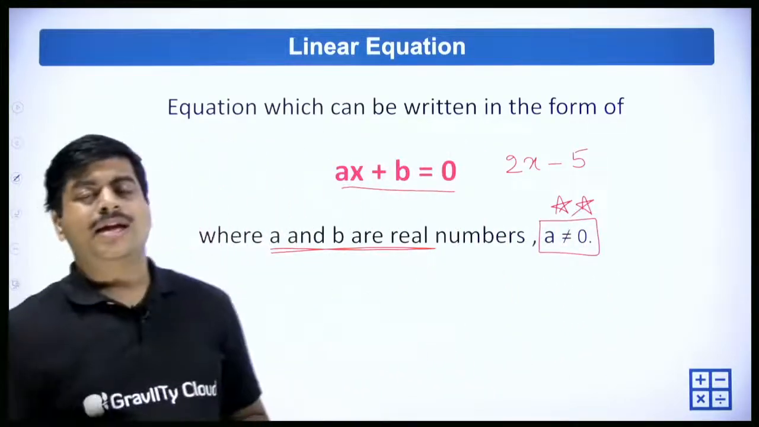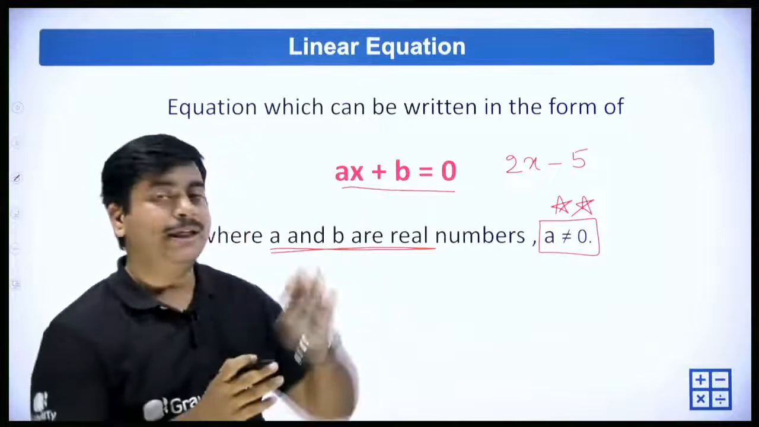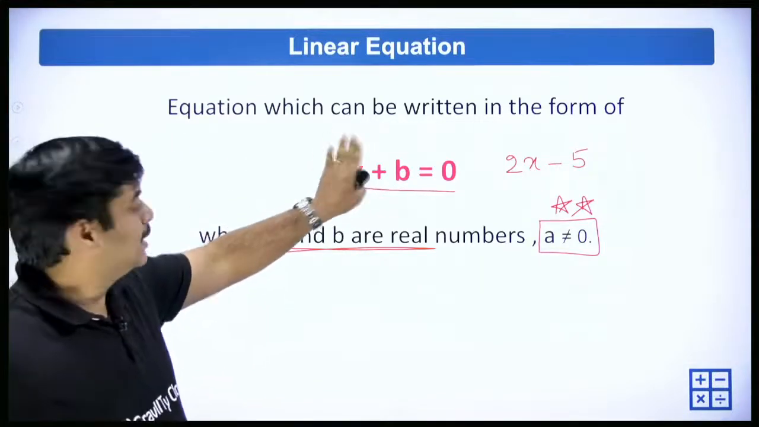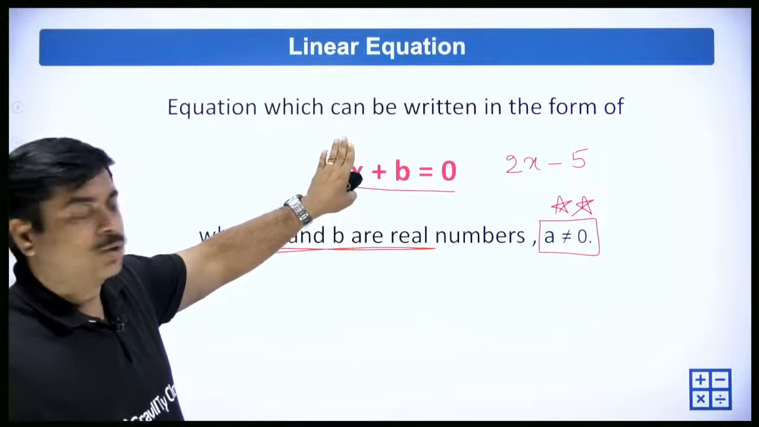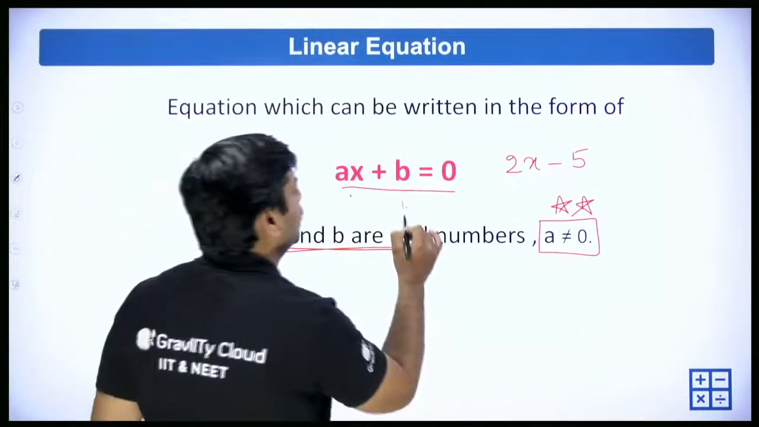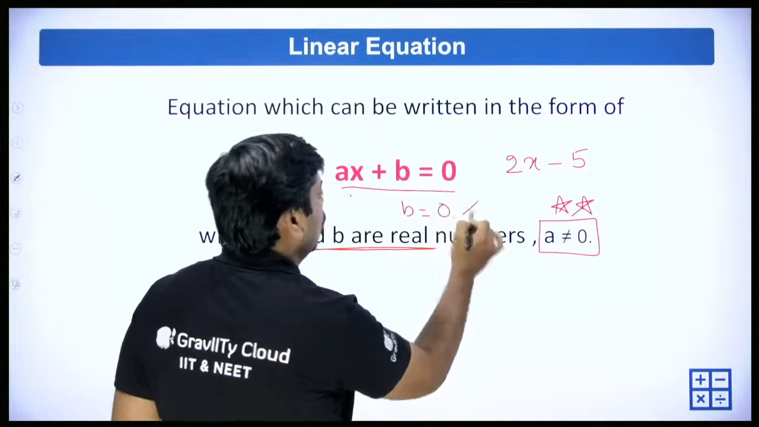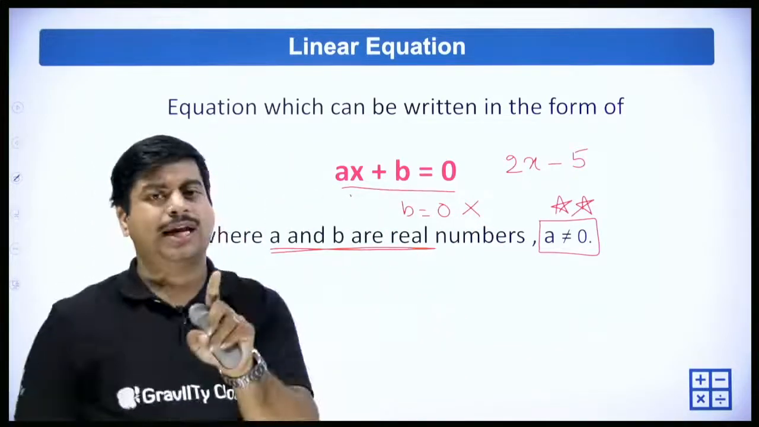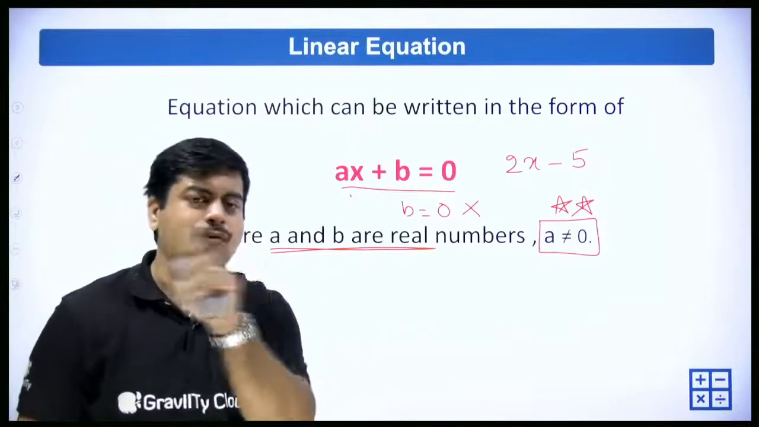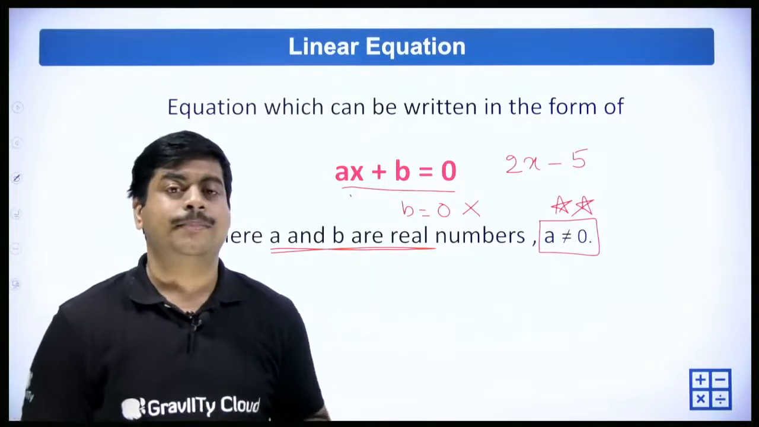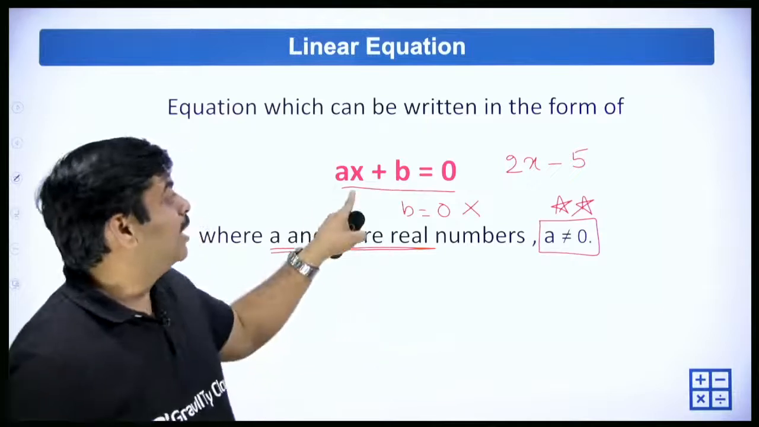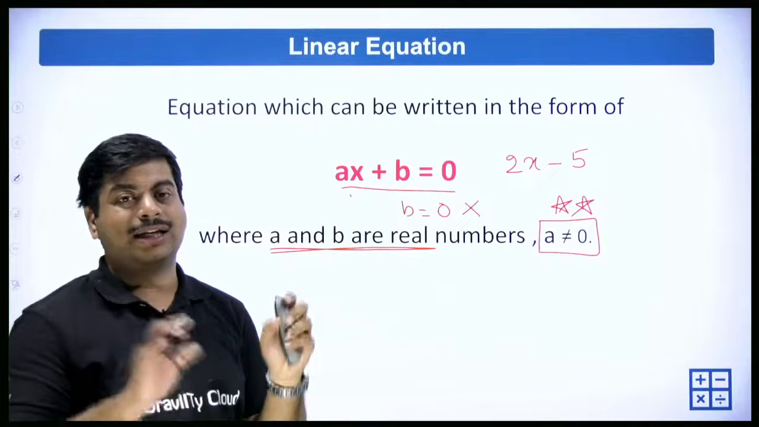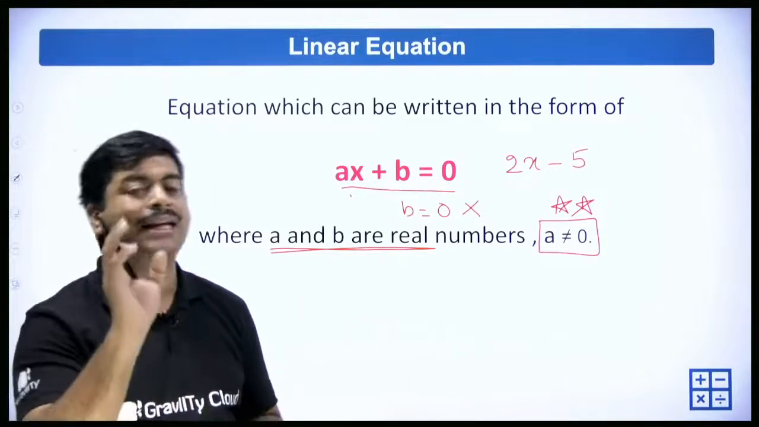Why? Can anyone tell me why a should not be equal to 0? If a becomes 0, the entire ax term becomes 0, and you're left only with b equal to 0, which is not a linear equation. It is an equation, I understand that. We have an equality, but we don't have the variable ax term. That is the reason it is no more a linear equation.